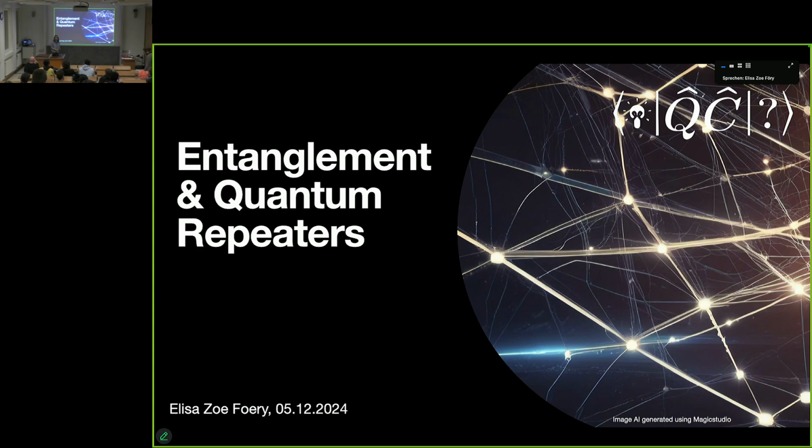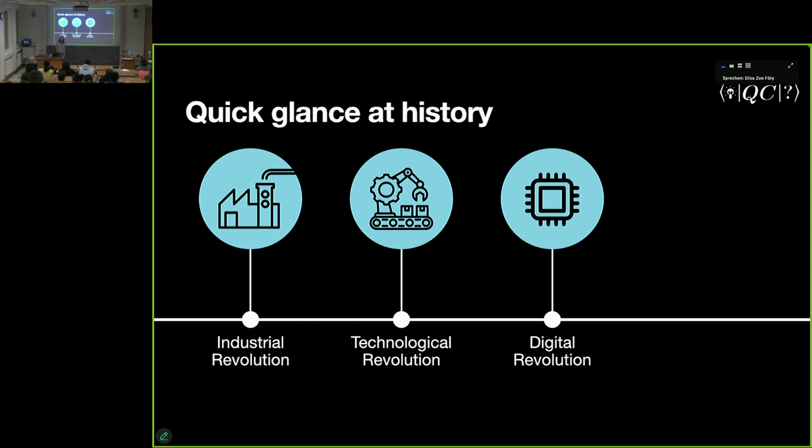Okay, yeah, welcome everybody. So I'm going to give you a bit of an introduction about entanglement and quantum repeaters, if you're not familiar with that. First, I thought I would give you a brief introduction to a bit of history. What I hope all of you, at least most of you, know is that we had something called the Industrial Revolution. Basically, this was the time when we had the invention of the steam engine and mass production, so a very influential period for productivity.